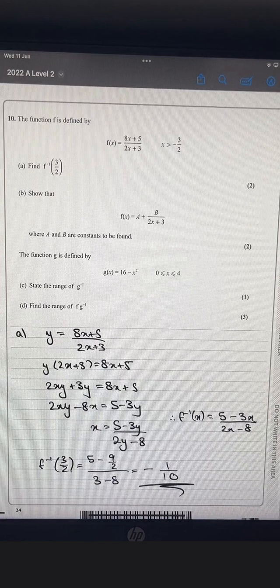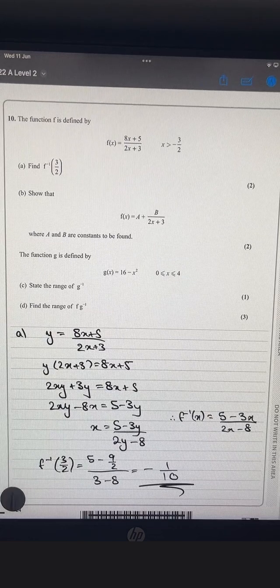Inverting it means going from x to y, but then just rewrite in terms of x, because that's what your function is done in. All right, so part B, show that f of x is a plus b over (2x plus 3). So it's not telling me what I have to do. It's just telling me to show something. Well, what exactly is being done here?